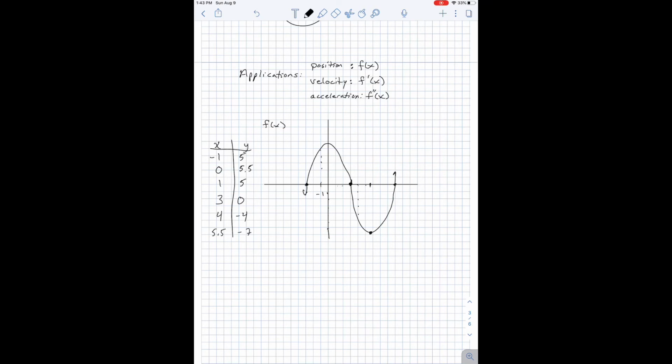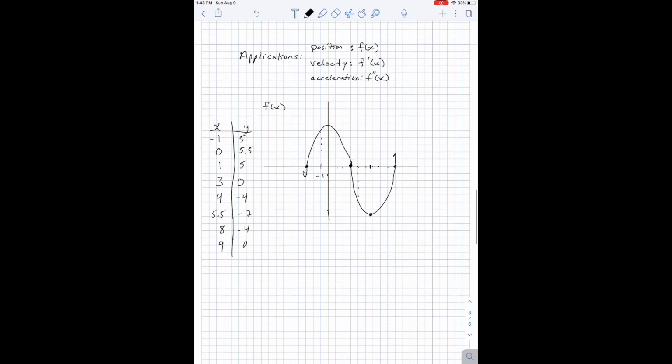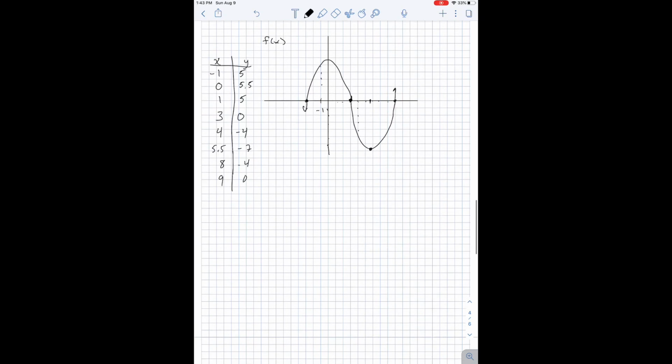Let's jump over to 6, 7, let's say 8. At 8, we're down here at -4, and at 9, we're up at 0 again. Okay, that's a bunch of points. It's not all the points, I just kind of picked a grouping of points. Let's see what happens to those points when we look at the derivative. We'll start with the chart.